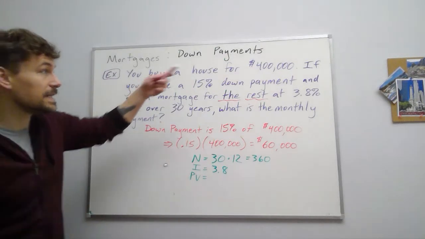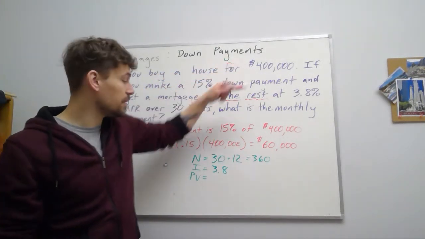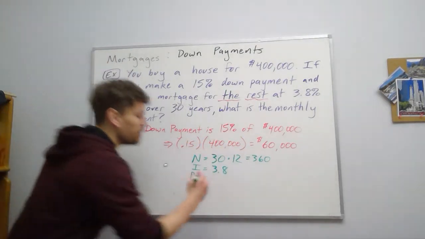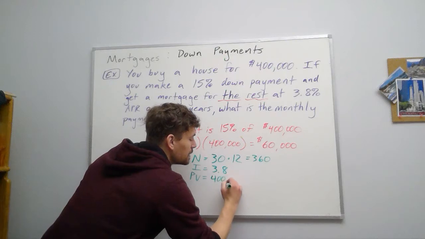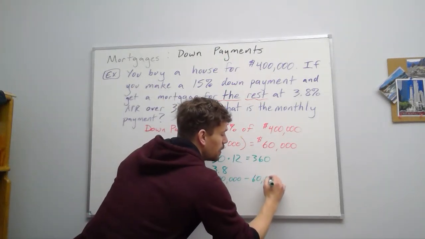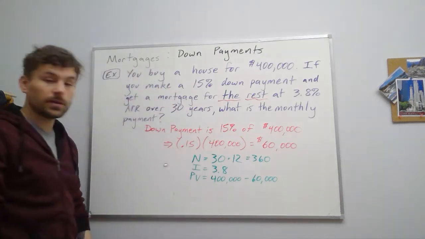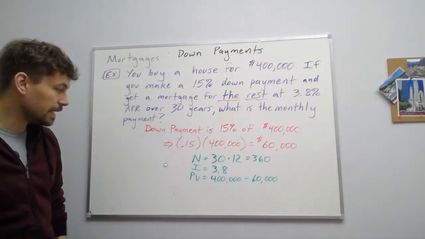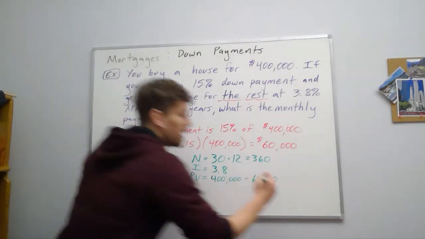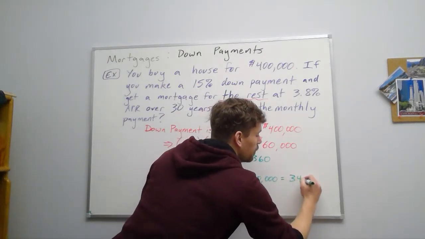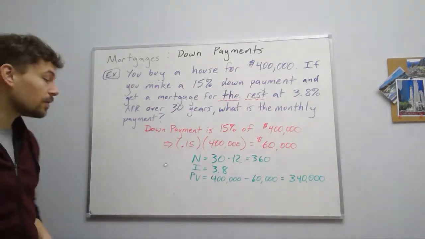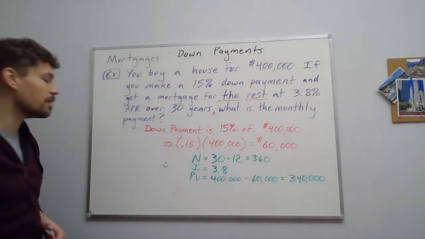Our present value is the loan amount. So this is not 400,000 because we said we're going to pay some of that off. So this is really that 400,000 minus the $60,000 down payment. You can do that calculation separately, or you can just put it into this present value portion, and either way, you're going to get 340,000 as the actual mortgage amount. So that's what you're going to be paying off every month.